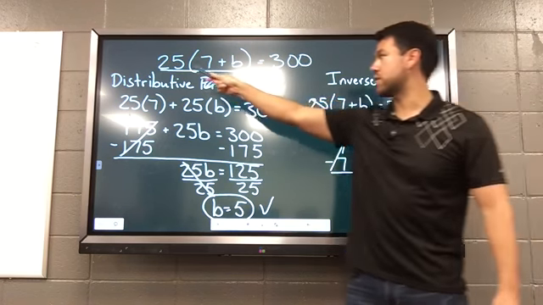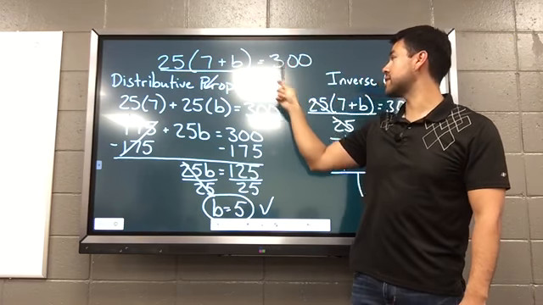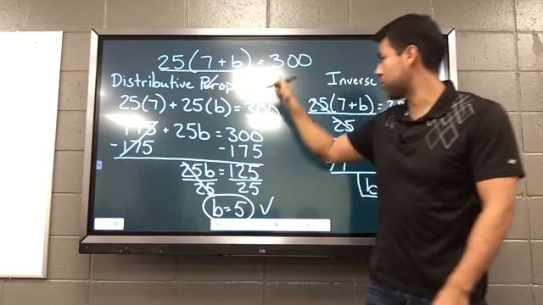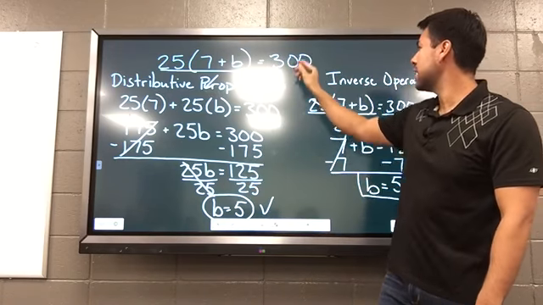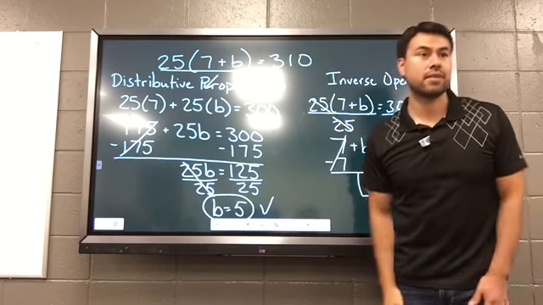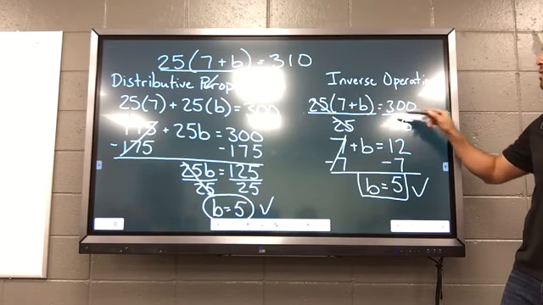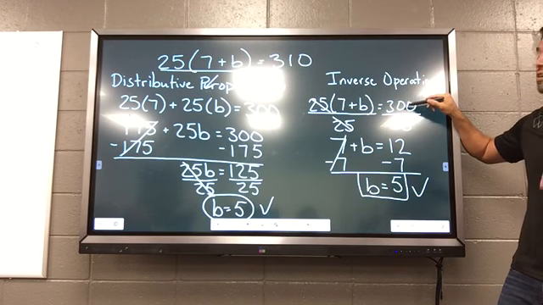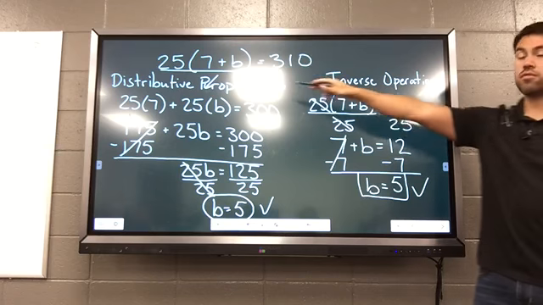Sometimes it's easier to just divide both sides by 25 because this divides evenly. But all I have to do to make this problem tougher for inverse operations is to change this from 300 to 310. Then if I divide both sides by 25, am I going to get a whole number? No, so I wouldn't want to go that route. I would use the other route instead.